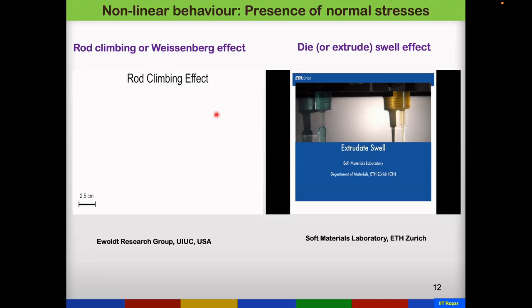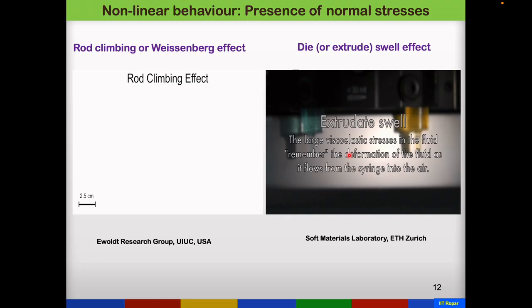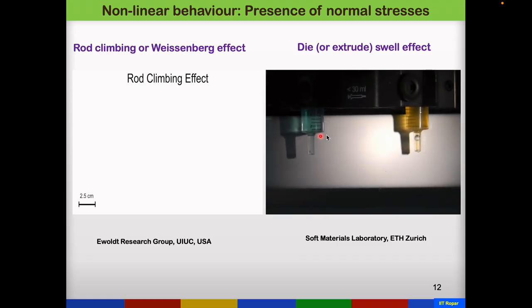Another example that I can give you is the die swell effect, or extrudate swell effect. Here again we are pushing two fluids, one Newtonian and another complex viscoelastic fluid, through these two syringes. In the case of the viscoelastic fluid, you can see that the fluid coming out of the syringe swells up, but in the case of the Newtonian fluid, it doesn't swell.